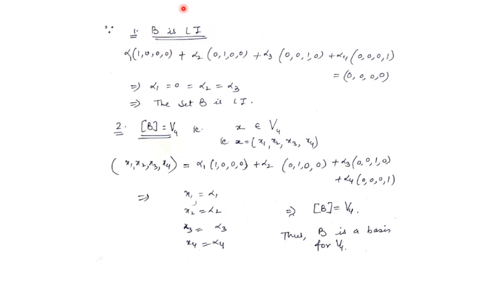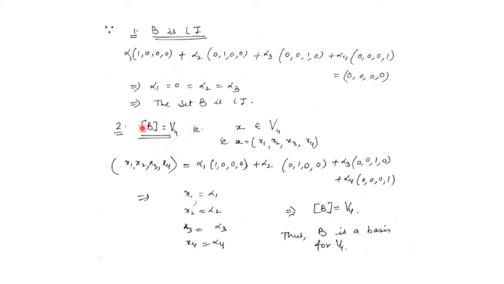Now the first condition is B should be linearly independent. So by the definition of linear independence, first we take the linear combination of the elements of B, equate it to 0, right? And then we find the values of alpha i's. In this case alpha 1 is 0, alpha 2 is also 0, alpha 3 is 0 and alpha 4 is 0 by comparing each coordinate, right? So 0 is the only solution of this equation, therefore B is linearly independent. So the first condition is satisfied.